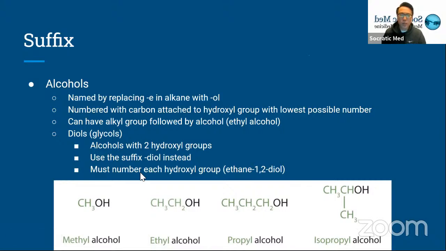When they have 2, you still have to specify the position of both alcohols. You have to number the hydroxy groups. So for example, for an ethane with 2 alcohols, you would name it ethane-1,2-diol. So you number where the 2 hydroxy groups are. The first one would be at carbon number 1 and then carbon number 2, and then you add diol at the end to specify that there are 2 alcohol groups in this parent chain.